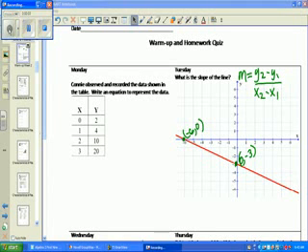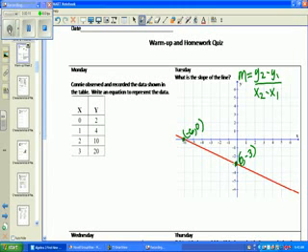Okay, and we're going to count from one point to the next. So we have to go up or down to get to the point. We have to go down. So that's 1, 2, 3, right? So that's a -3 going down.